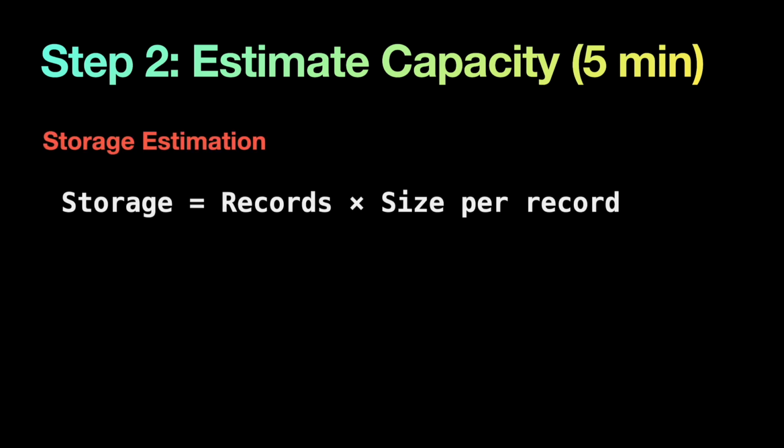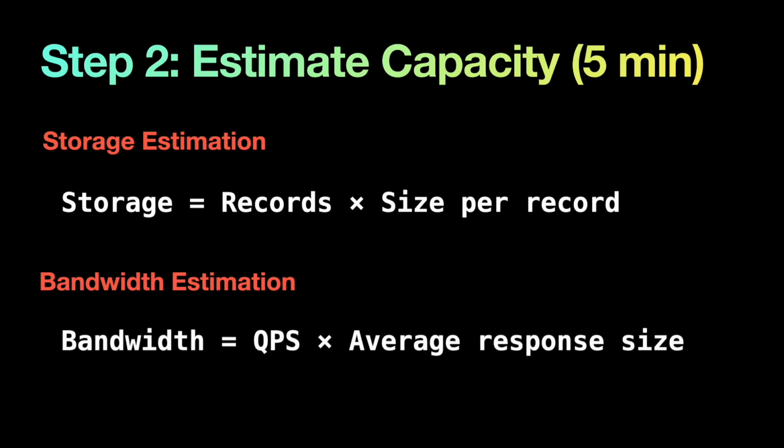Next, step two is capacity estimation. Again, you shouldn't spend more than 5 to 7 minutes on this. In capacity estimation, you should use back of the envelope math to understand scale, basically, with simple formulas. For example, storage estimation: if every piece of data is stored as a record, what is the size per record? Number of records times size per record gives you the storage estimation. Bandwidth estimation is given by the QPS times the average response size.